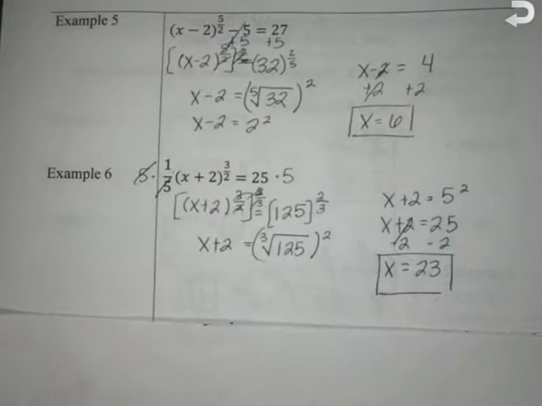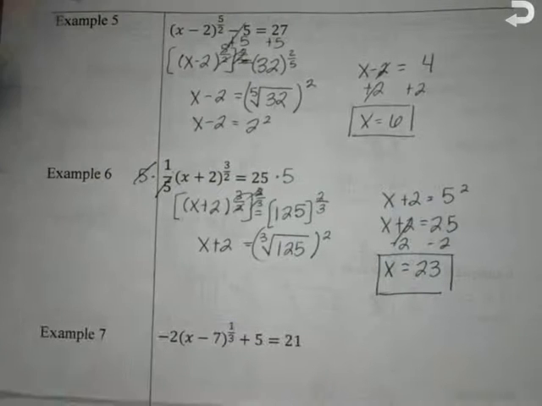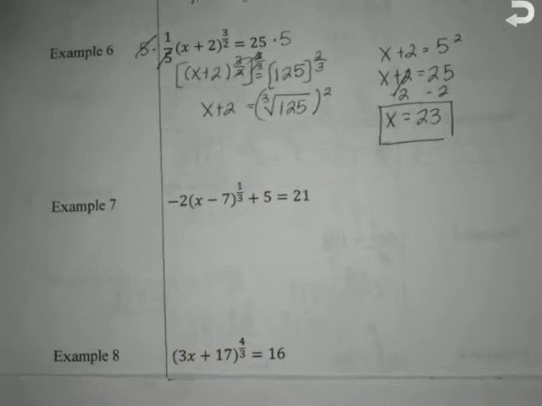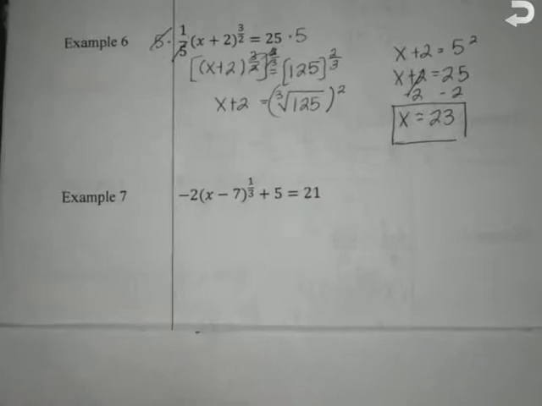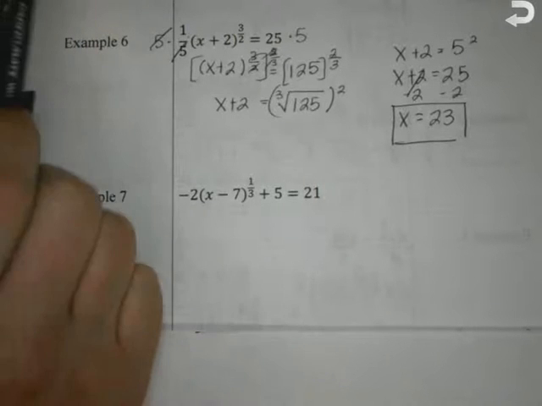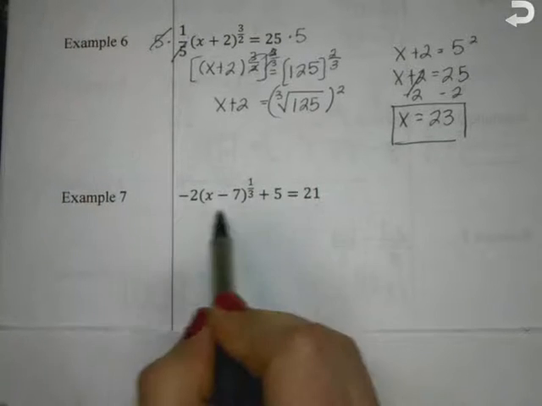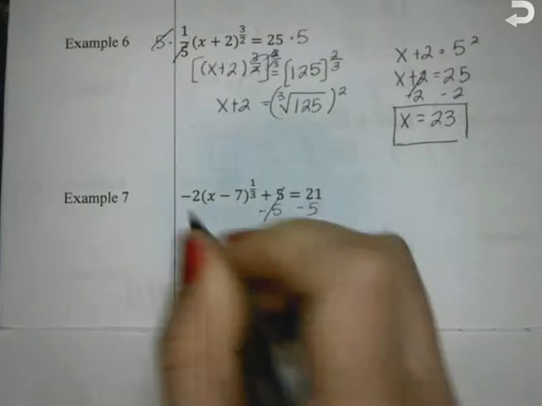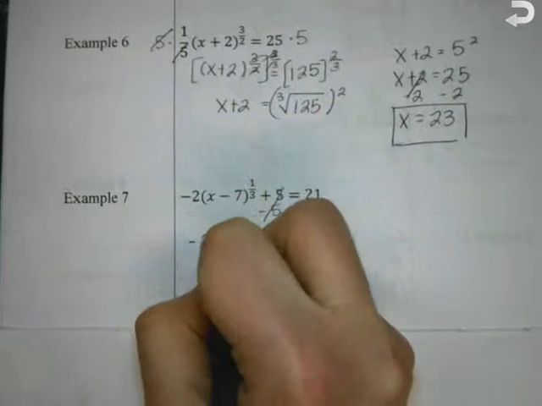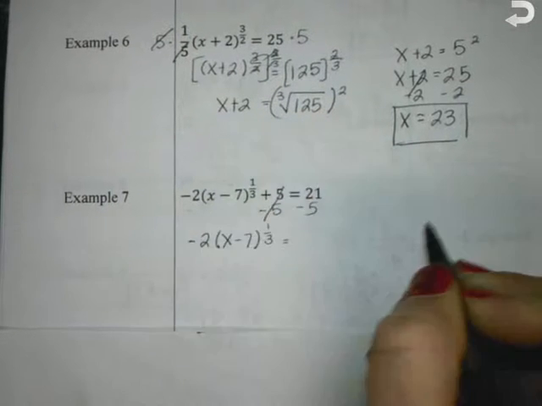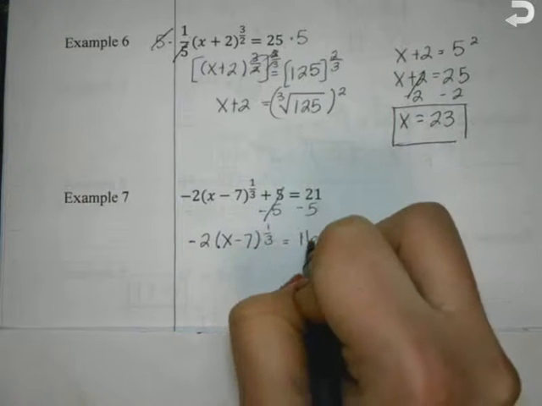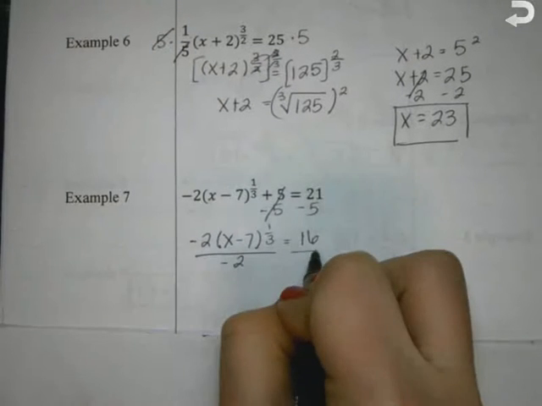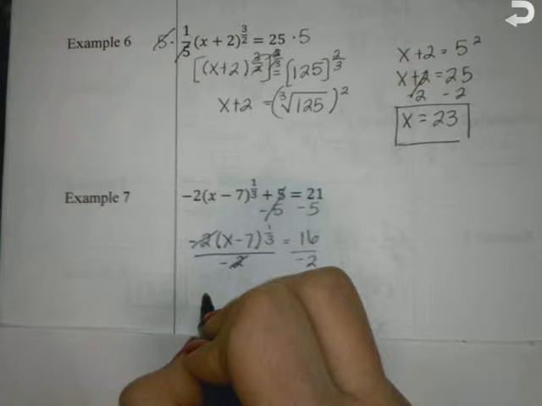Okay, last two. Now example 7 is kind of taking 5 and 6 and putting them together. So what does it look like I'm going to need to do first here? Subtract 5, good. So that gives me negative 2 times (x minus 7) to the 1/3 equals 16. Very good. So then we divide both sides by negative 2. That gives me (x minus 7) to the 1/3 equals negative 8.